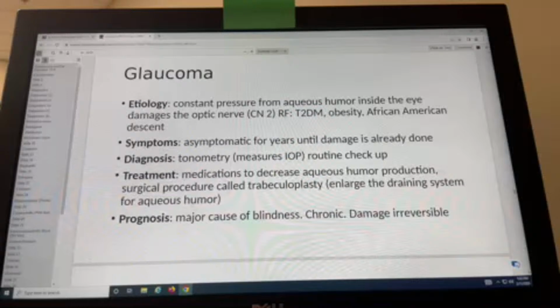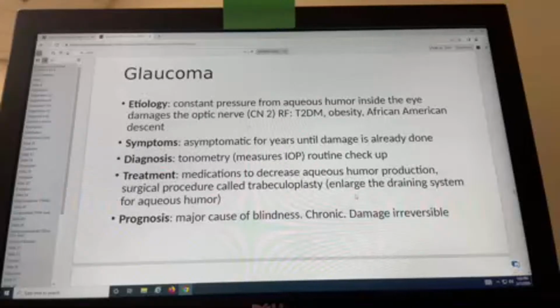Treatment-wise, they have medications. Once you have been diagnosed with glaucoma, there are medications that will help to decrease how much aqueous humor is being produced, which will bring the pressure down. Or they also have medications that can help drain the fluid faster. There's also a surgical procedure called a trabeculoplasty.